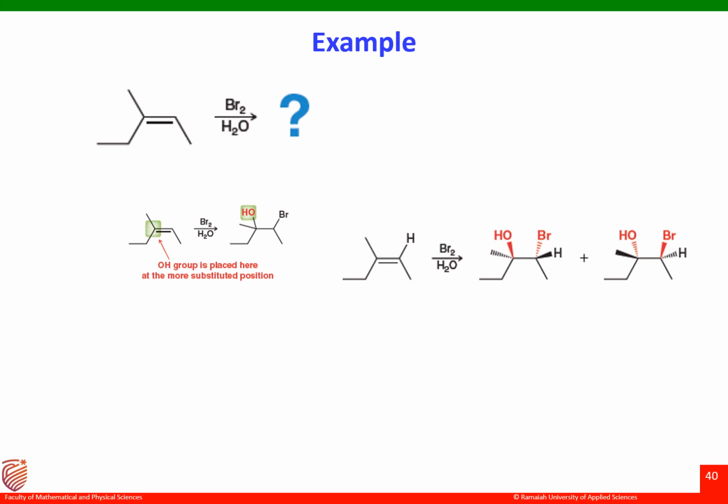Therefore, halohydrin. Halo is bromine here, hydrin is OH. So water's OH and the bromine halogen are added across the double bond. That's why the terminology halohydrin. Few more examples to carry out at home.